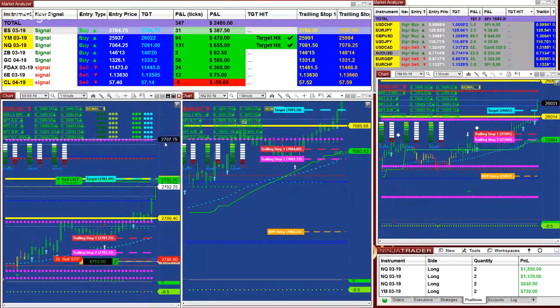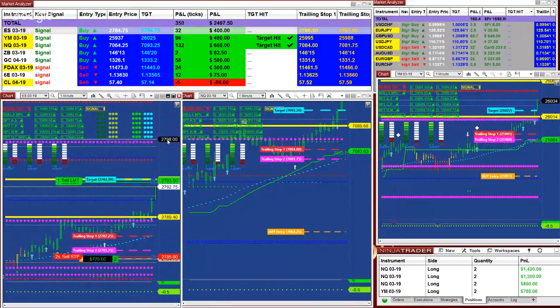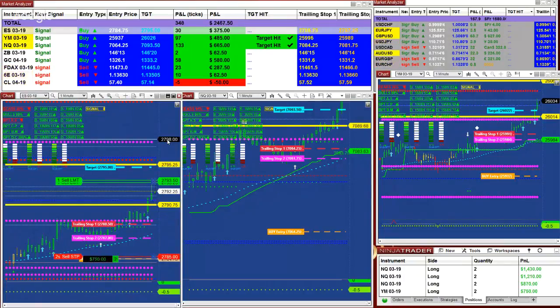Closing position, $750. $750 just because you know the knowledge, just because you know your levels and you know your keys. Just a second, folks.